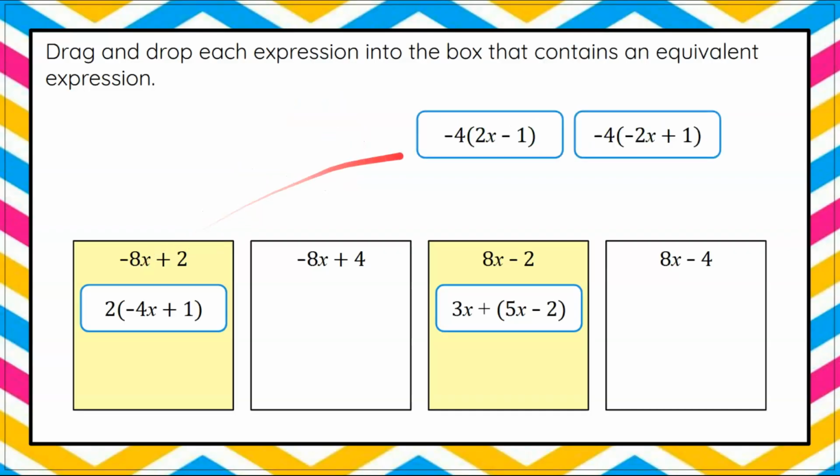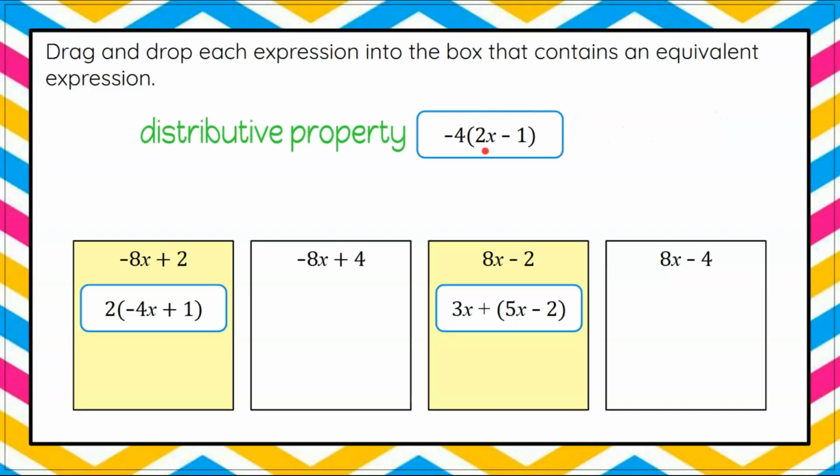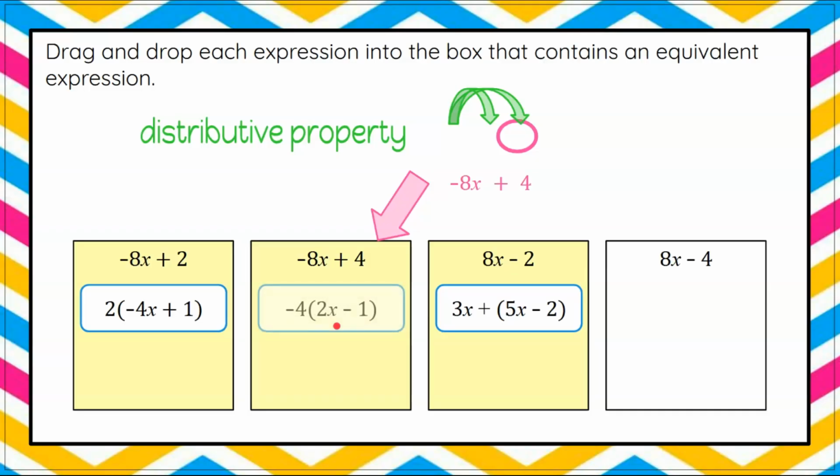All right, let's move on to our third. We have negative 4x multiplied by 2x subtract 1. Again, I have parentheses, so I'm going to use the distributive property to write this in simplest form. I'm going to multiply negative 4 to each term inside. Negative 4 multiplied by 2x is negative 8x. Negative 4 multiplied by negative 1 is going to give me positive 4. I can see that that matches up to this expression in simplest form. We're going to drag and drop.